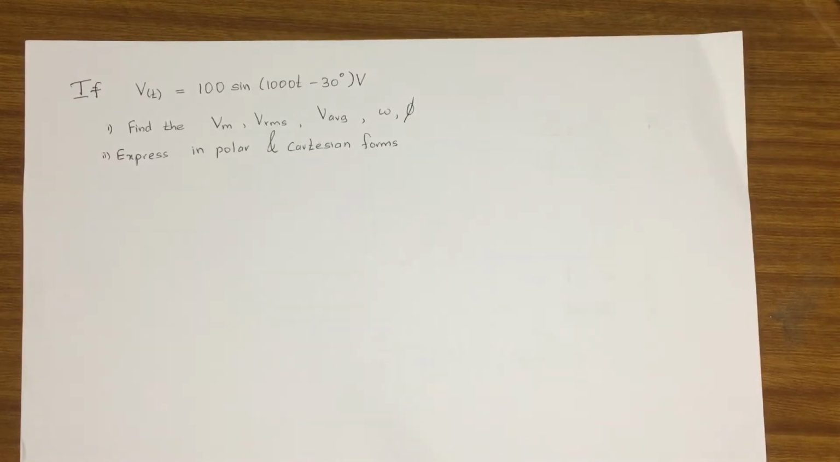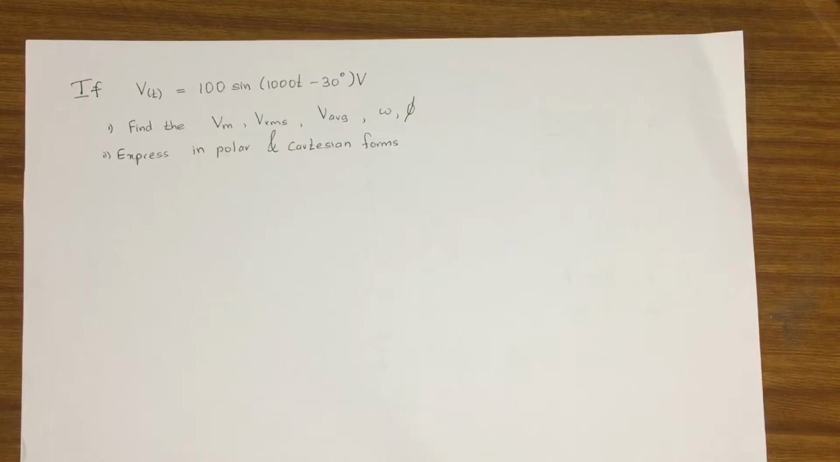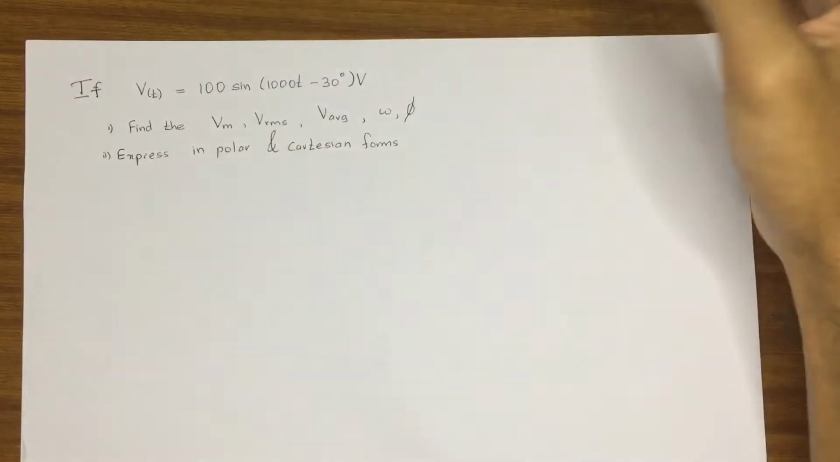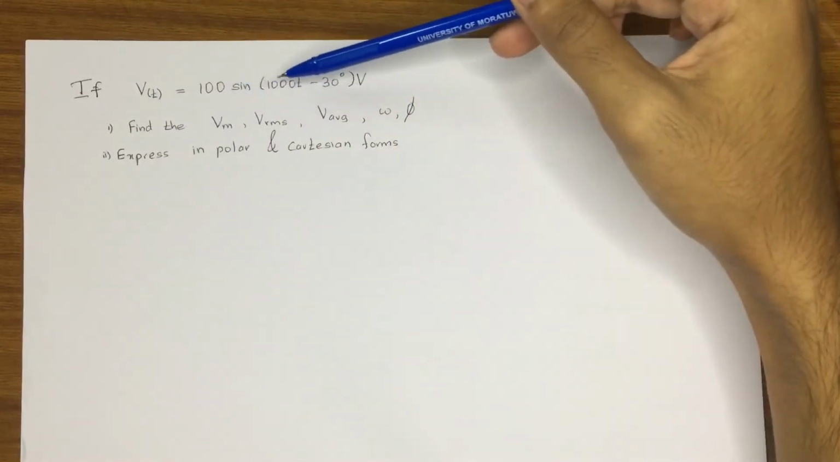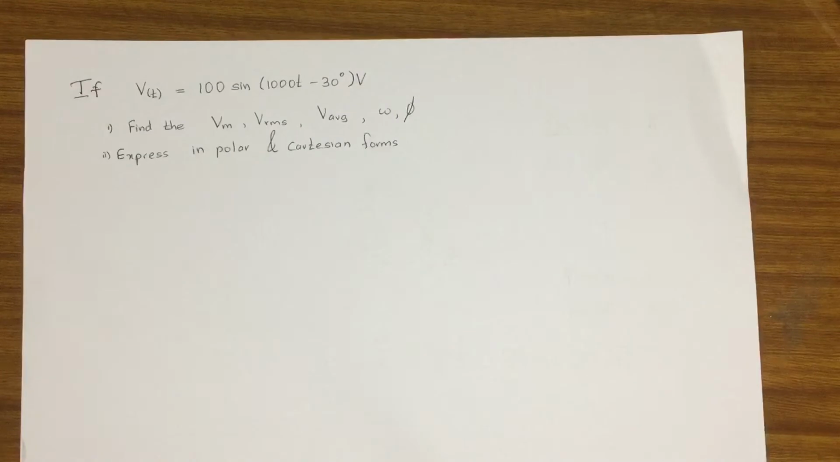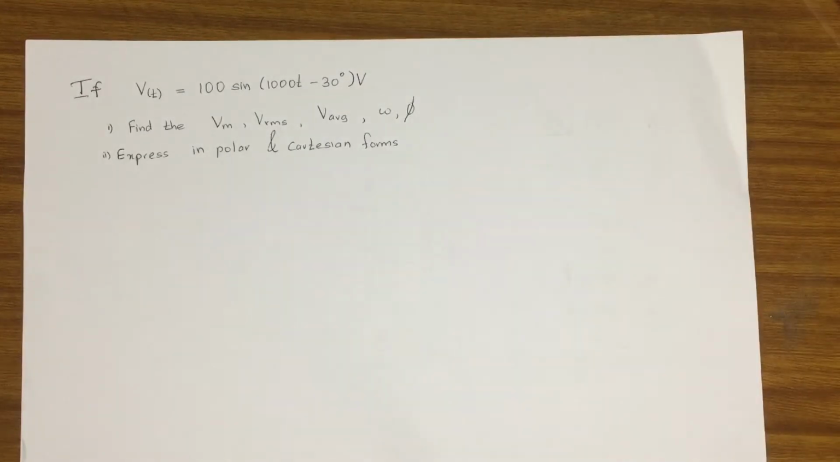Also, in the previous video we discussed what is meant by the polar form as well as the Cartesian form. Here we are going to discuss an interesting question from that part. As you can see, they have given the total voltage with respect to time as 100 sin(1000t - 30°), which is the general form of a voltage or current.